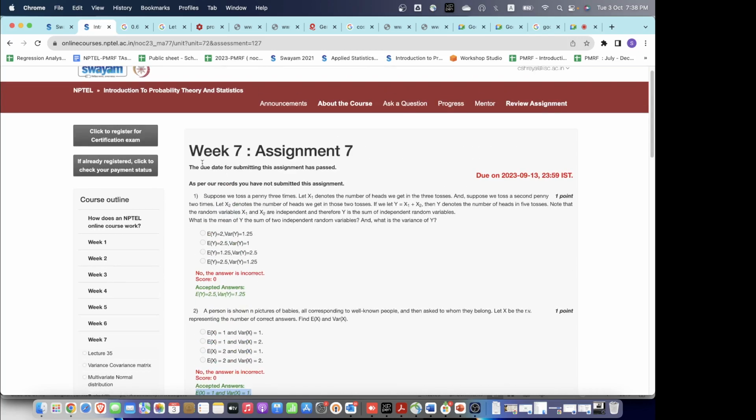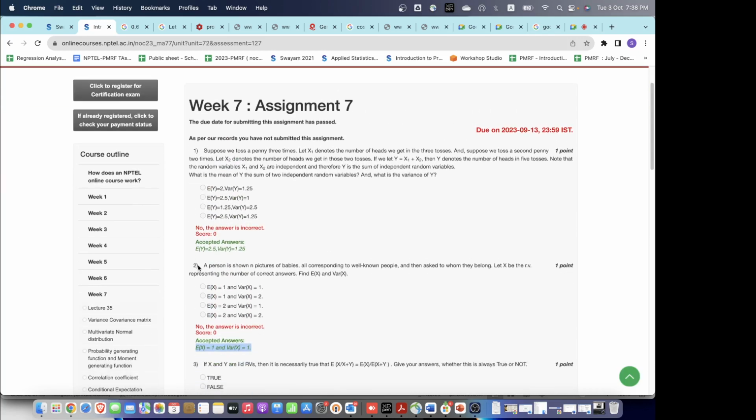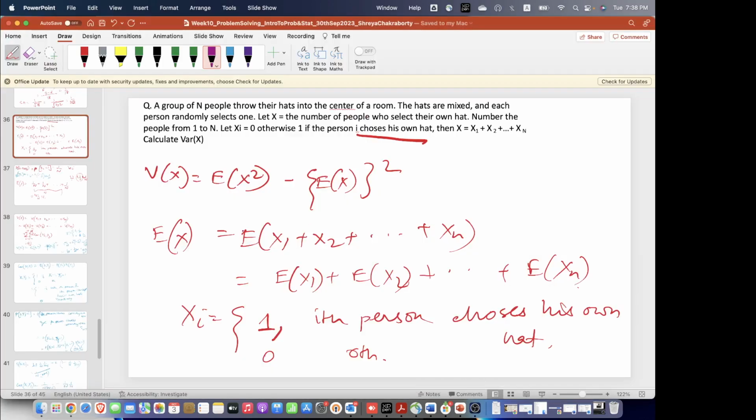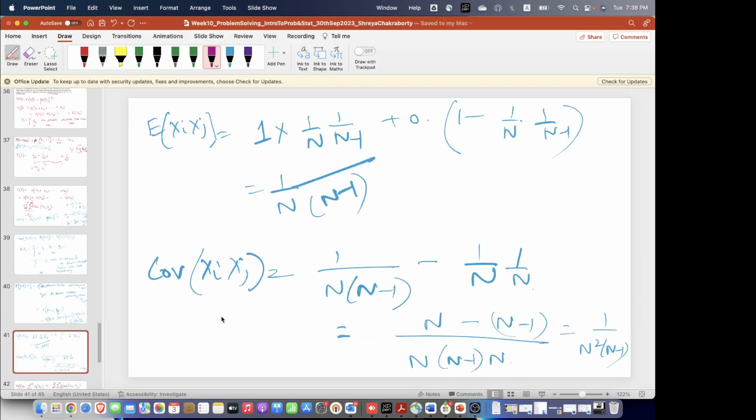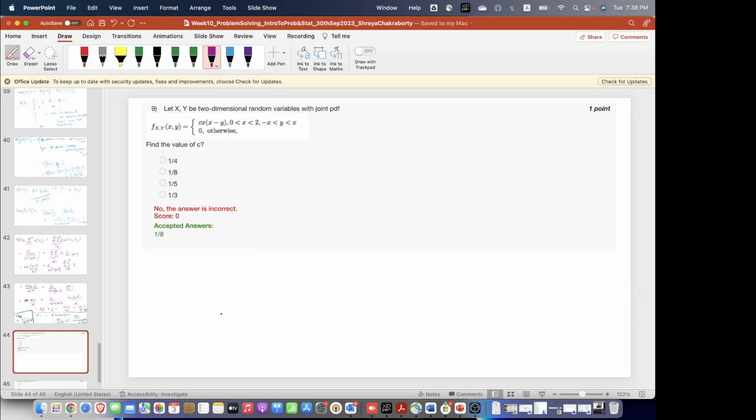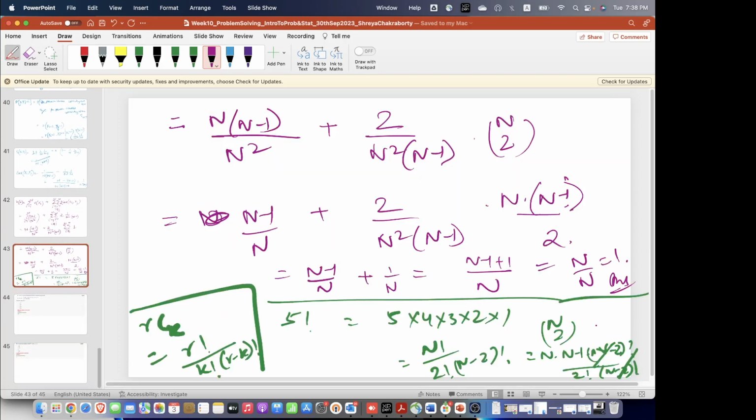This is week 7, assignment 7, question number 2, same as this one. Here the expectation of x you got as 1, and the variance of x is also 1. Alright, if this is clear, we will move on to the next one.